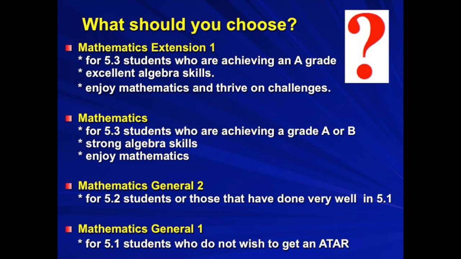Now, if you want to choose mathematics, you need to be a 5.3 mathematics student in stage 5, and we usually recommend that you should have received a grade A or B on your year 10 report. You still need to have very strong algebra skills, as the course has a lot of algebra, and you need to enjoy mathematics. If you want to choose Mathematics General 2, you should be a 5.2 mathematics student, or you should have done very well at 5.1 maths. Now, Mathematics General 1 we do not recommend unless you studied 5.1 in stage 5 and you do not wish to get an ATAR.